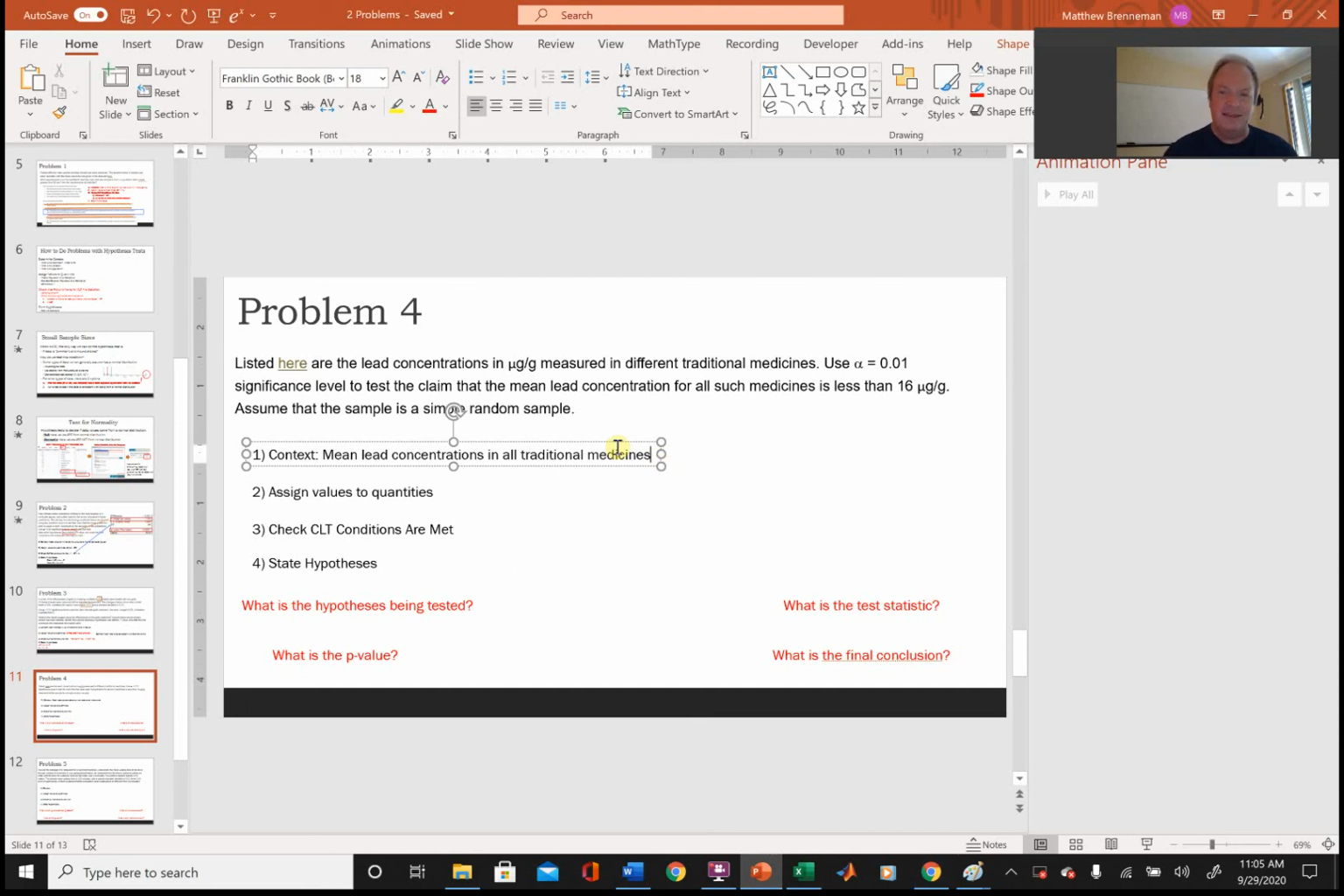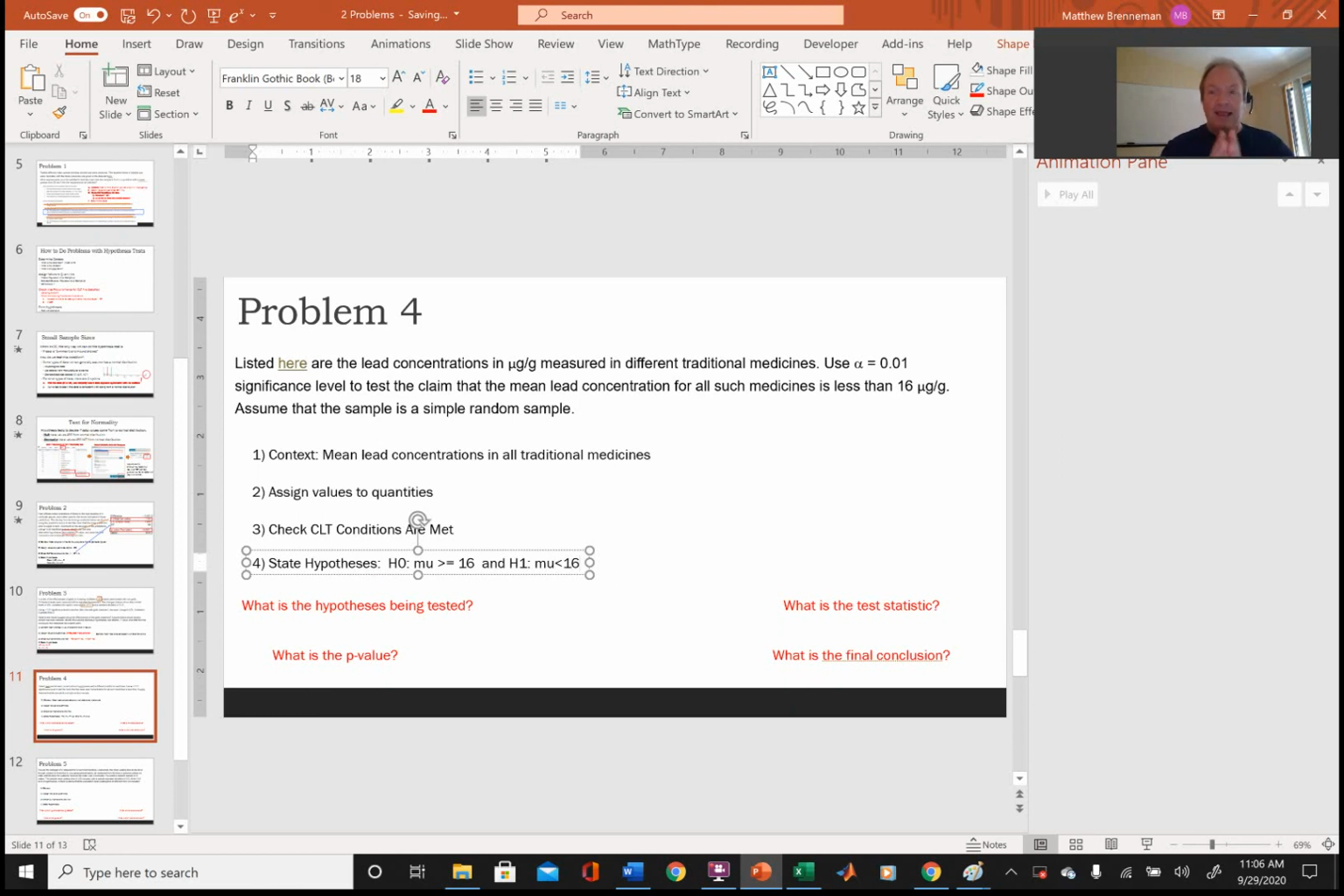So I want to test the claim that the mean lead concentrations for all medicines is less than 16. Now, another thing to keep in mind is that inequalities always go with the alternative. Okay. So here, the null is going to be that mu is less than or equal to 16. I'm sorry, greater than or equal to 16. And the alternative will be that mu is less than 16.